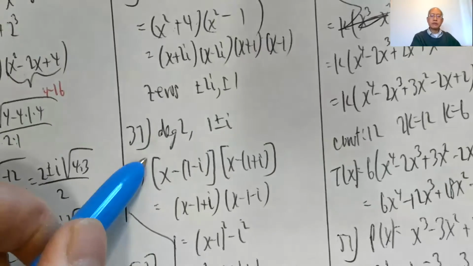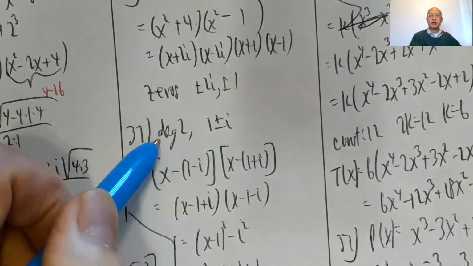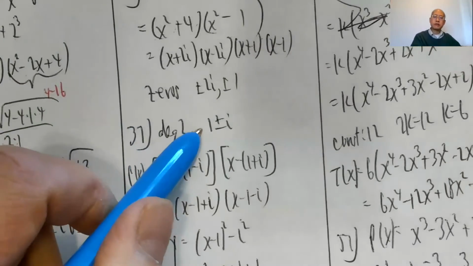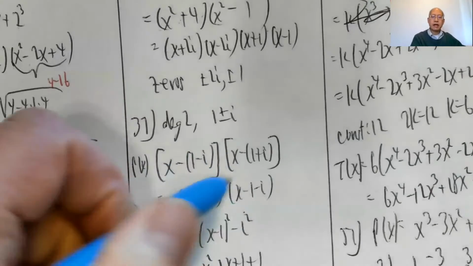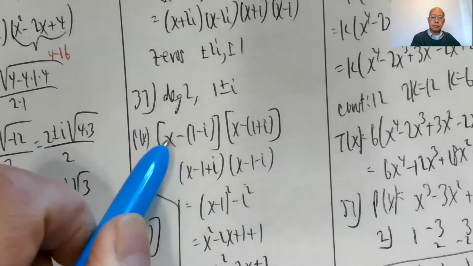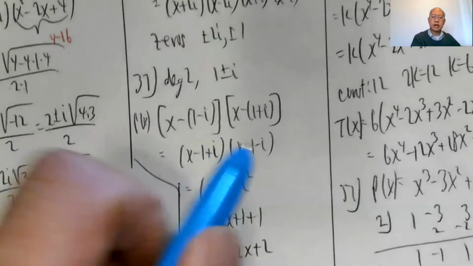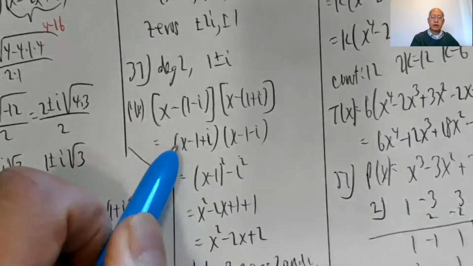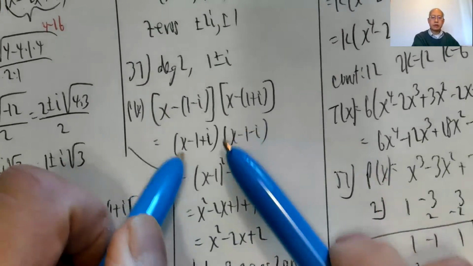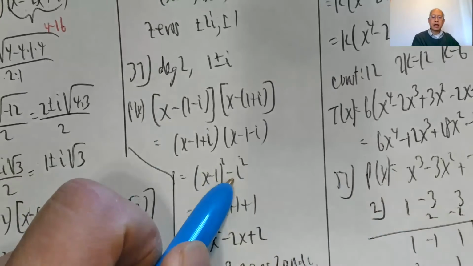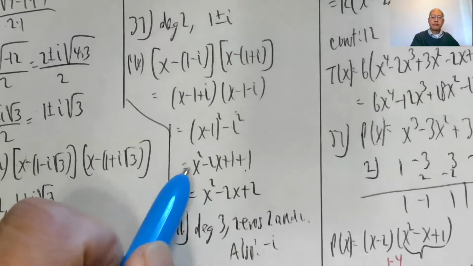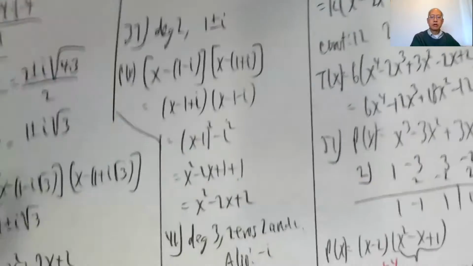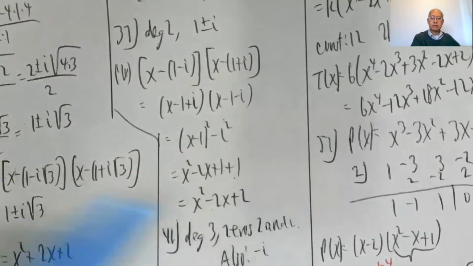Here we're going the other way, 37. Give a polynomial of degree 2 where the zeros are 1 plus or minus i. So I go x minus 1 minus i, x minus 1 plus i. Distribute: x minus 1 plus i, x minus 1 minus i. That's like a plus b, a minus b. So it's x minus 1 squared minus i squared. Minus i squared is plus 1. This foils out to x squared minus 2x plus 1. So my final answer is x squared minus 2x plus 2.